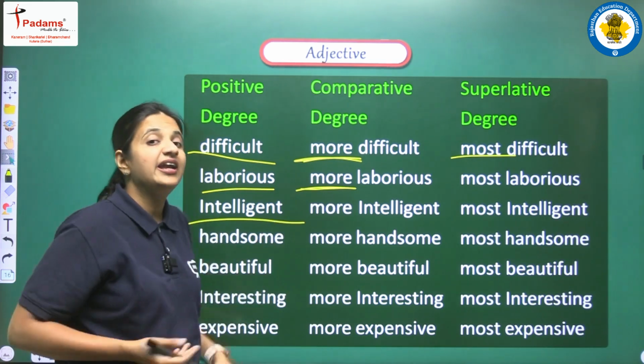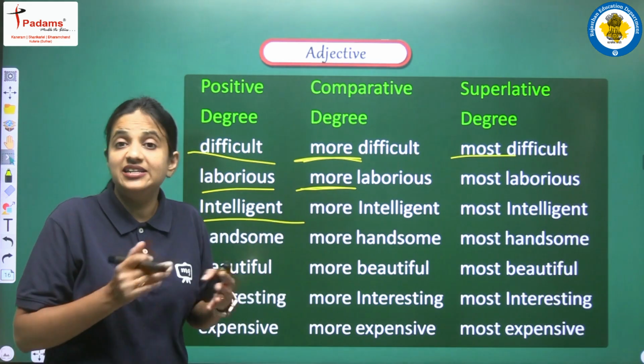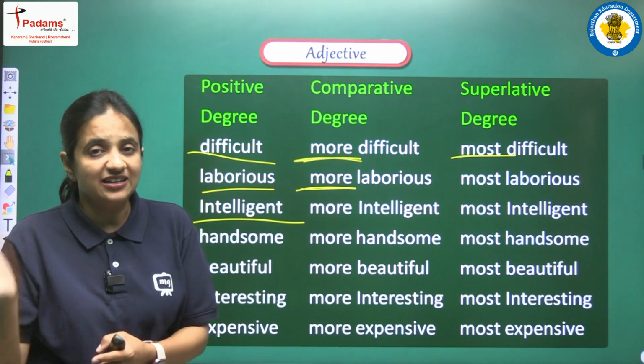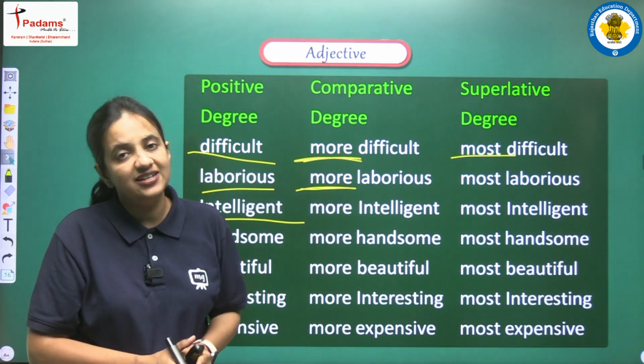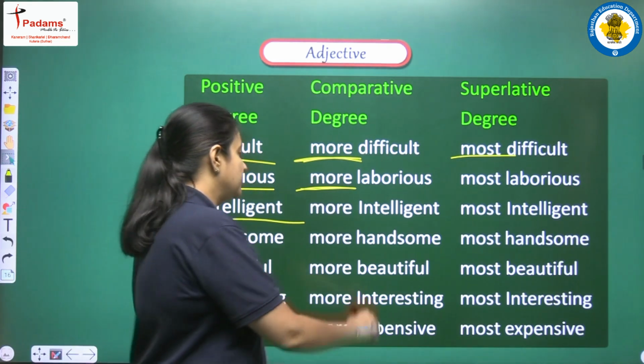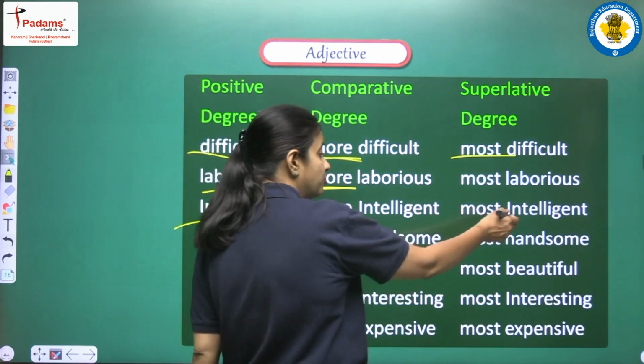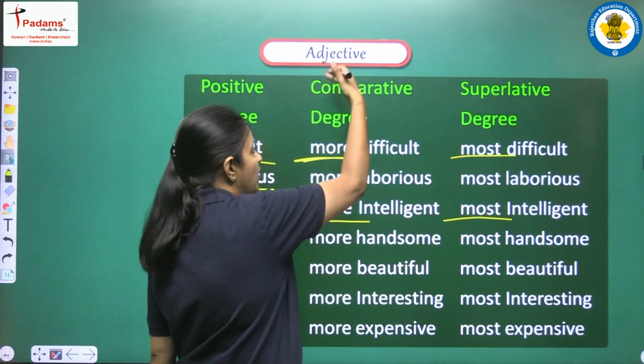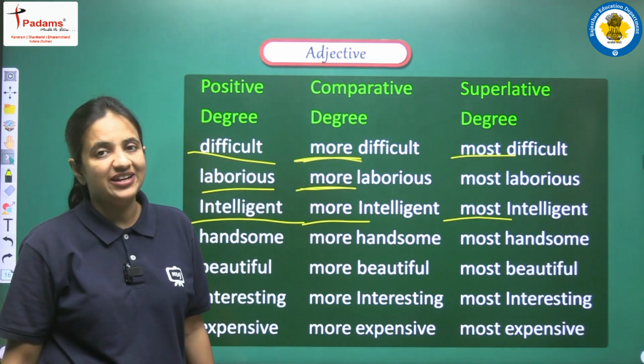Next we are having intelligent. So yes, intelli and gent, right? A little pause is there, so it is again a double syllable word. So yes, we have to add more and most before the word to have the comparative and superlative degree.